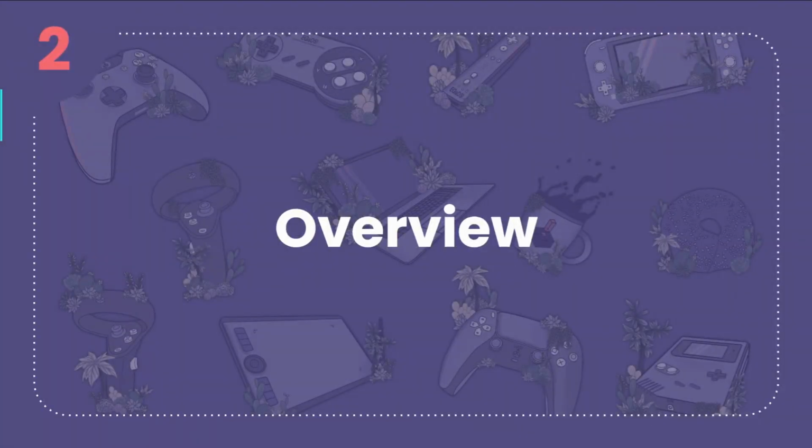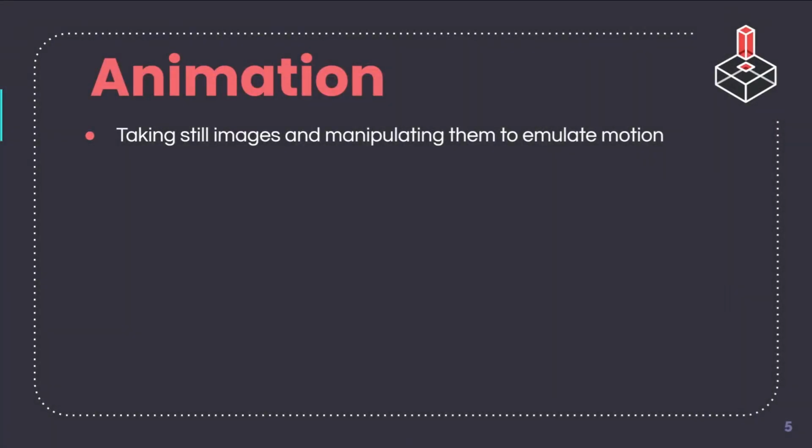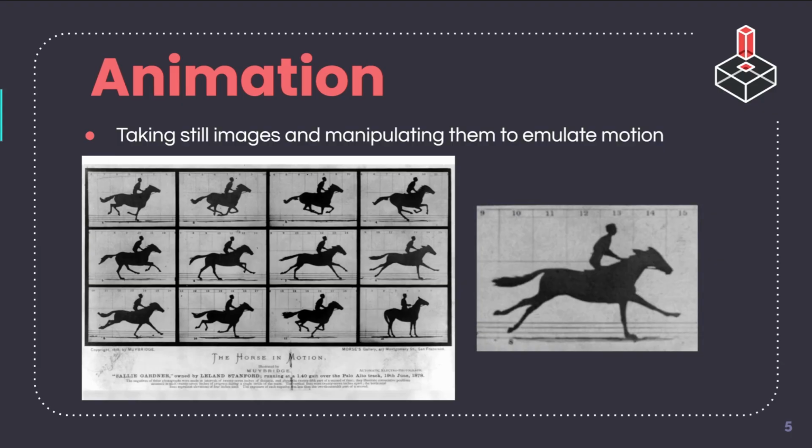So now for an overview. Animation is the process of taking still images and manipulating them to emulate motion. For a very brief history lesson on animation, one of the first and very historic animations comes from The Horse in Motion by Edward Muybridge.